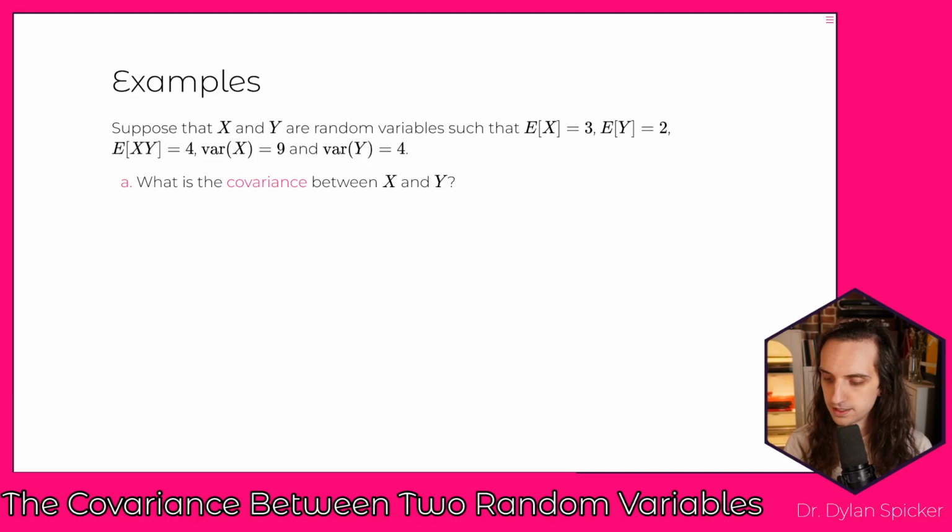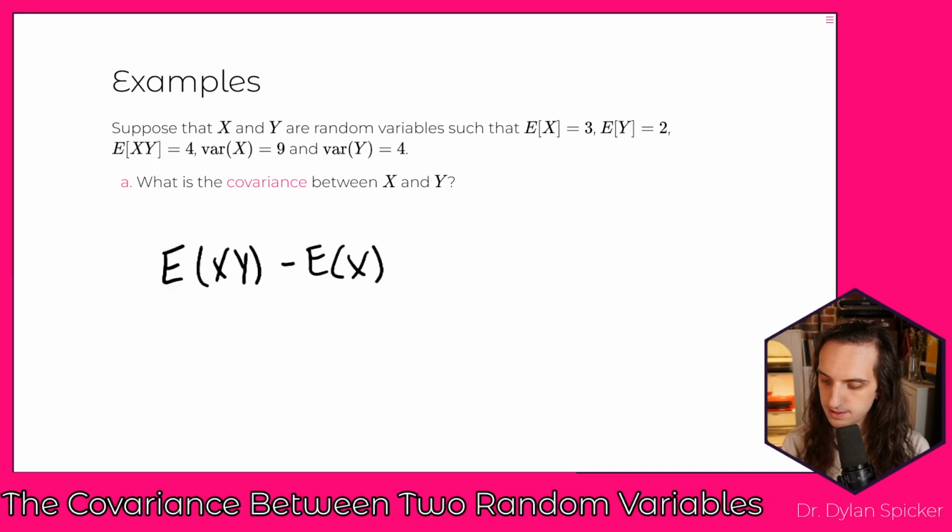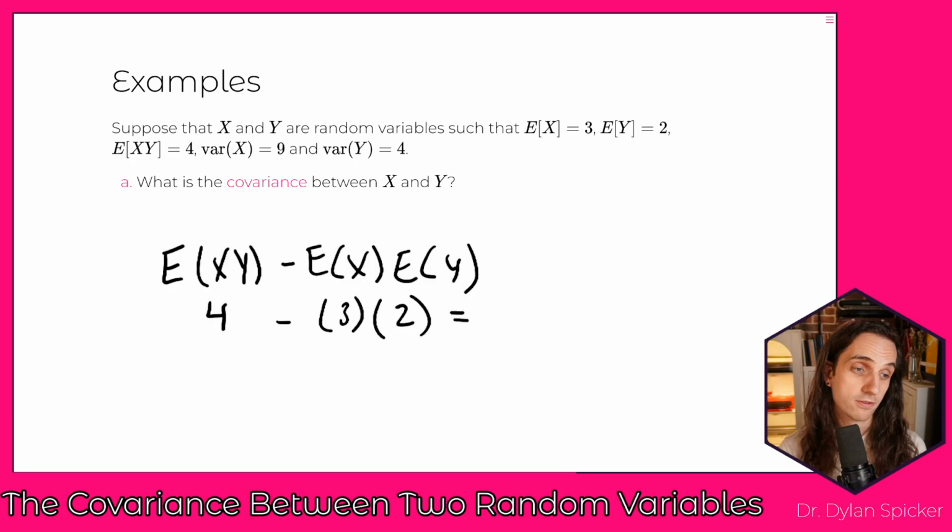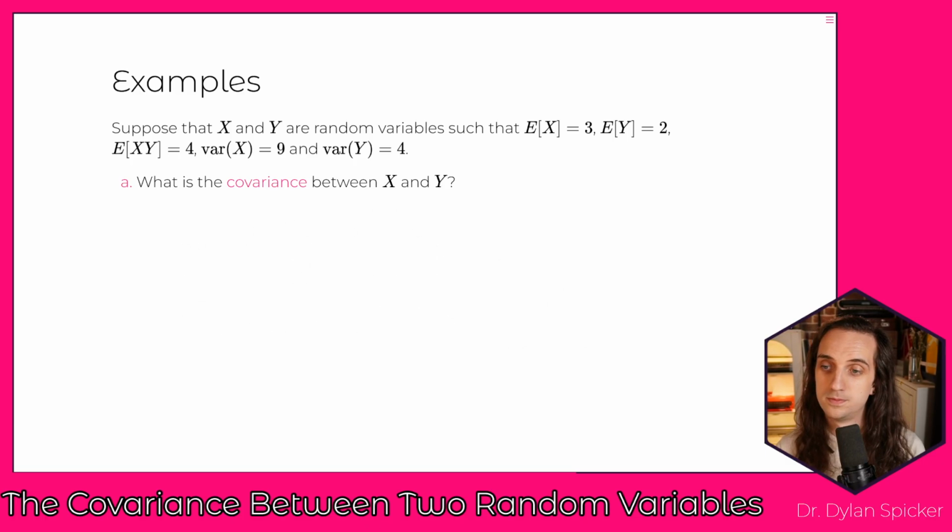And so recall that the covariance is always going to be given to us by the expected value of x times y minus the expected value of x times the expected value of y. So the expected value of x times y is 4, right? The expected value of x is 3, the expected value of y is 2, and so then we get 4 minus 6 to give us negative 2.